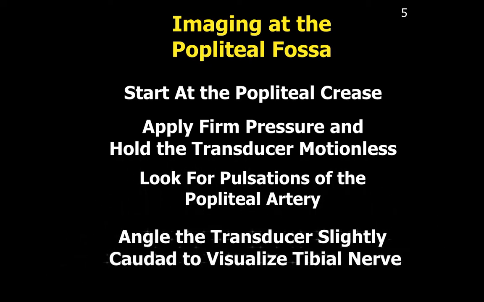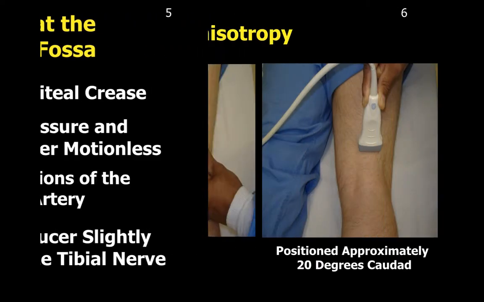And finally, the nerves within the popliteal fossa exhibit a property called anisotropy. Anisotropy is the quality of exhibiting variable echogenicity when measured along different axes. In the case of the sciatic nerve, tibial nerve, and peroneal nerve, it means that nerves are more echogenic and therefore more visible when the transducer is angled caudad 15 to 30 degrees rather than at an angle perpendicular to the skin.